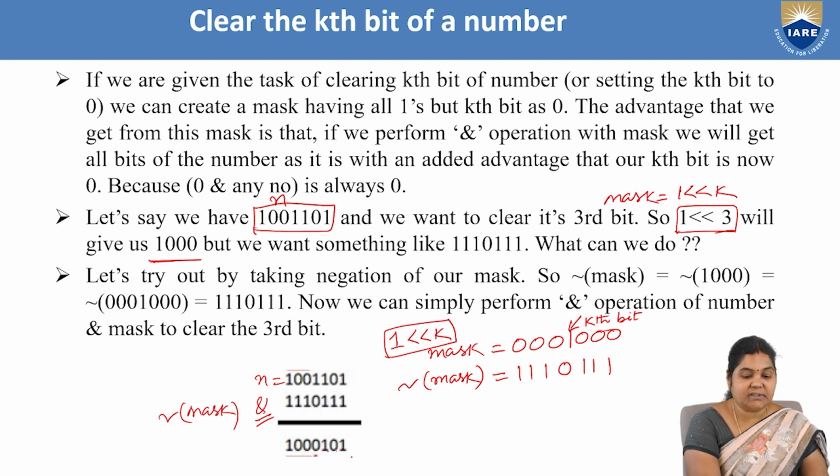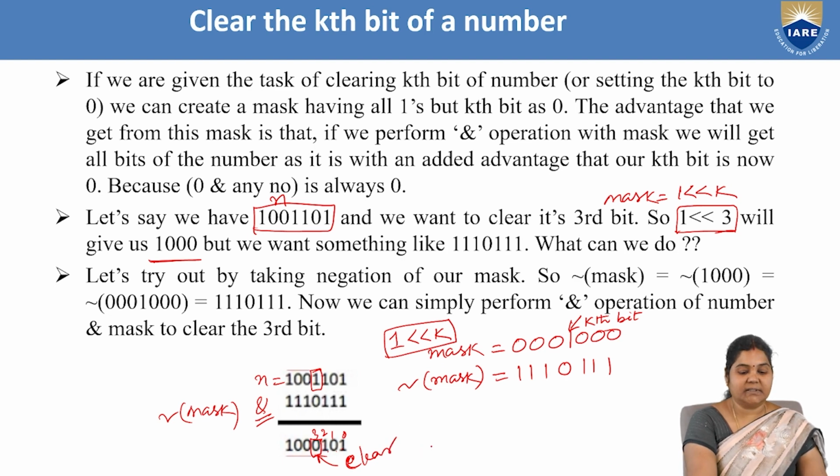Like this, if you check the kth bit, 0, 1, 2, 3, this is the kth bit. Earlier, the kth bit was set. Now it has cleared. Now the kth bit is clear, so it is now unset or clear. So this is the procedure for clearing the kth bit of a number.